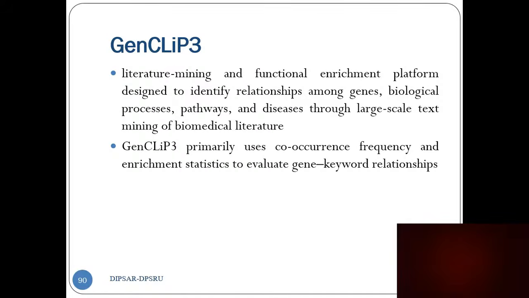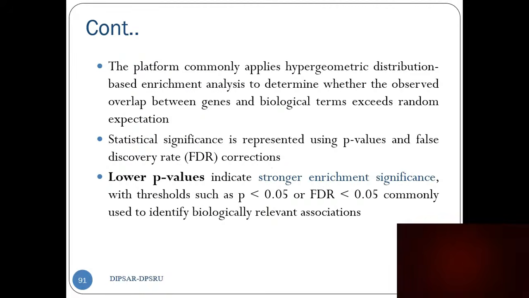Then there is another one, GenCLiP 3. It's again a literature mining and functional enrichment platform designed to identify relationships among genes, biological processes, and pathways, primarily using co-occurrence frequency and enrichment statistics to evaluate gene-keyword relationships. And the platform commonly applies hypergeometric distributions.